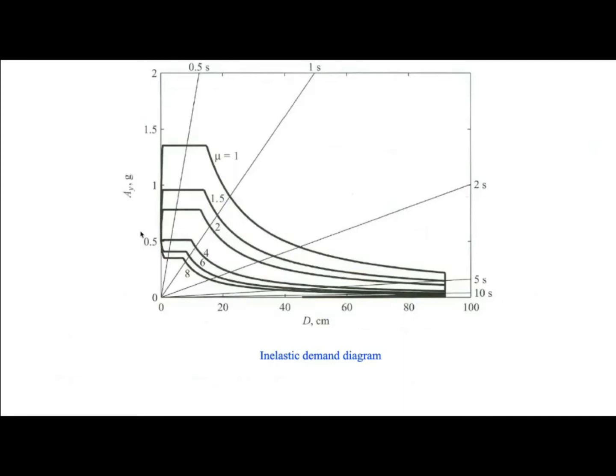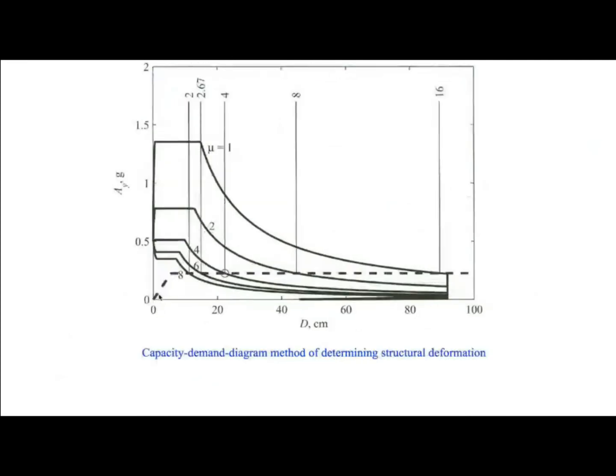So what is done in the graphical method of assessment for the existing structure is that the spectrum is converted to the ADRS. This is the acceleration displacement response spectrum, also known as the inelastic demand diagram. In the inelastic demand diagram, you can see acceleration on the y-axis and displacement on the x-axis. And as I mentioned, the radial lines from the common point, the origin, indicate the vibration period. So what you need to do is draw the capacity curve of the structural system on these plots. This dashed line is basically the capacity curve of our single degree of freedom system.